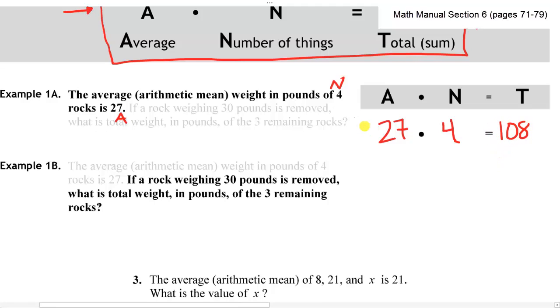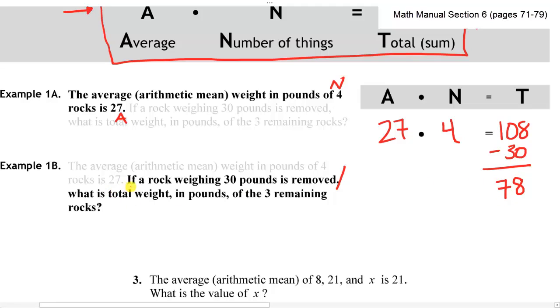That 108 is the total weight of all the rocks. If we put all the rocks on a scale, we are going to see that the scale is going to read 108. That's the total weight in pounds of all the rocks. Now, the next half of the question is telling us that a rock weighing 30 pounds is removed. So I'm going to take a 30-pound rock away from that 108-pound total, and I'm going to end up with 78 pounds.